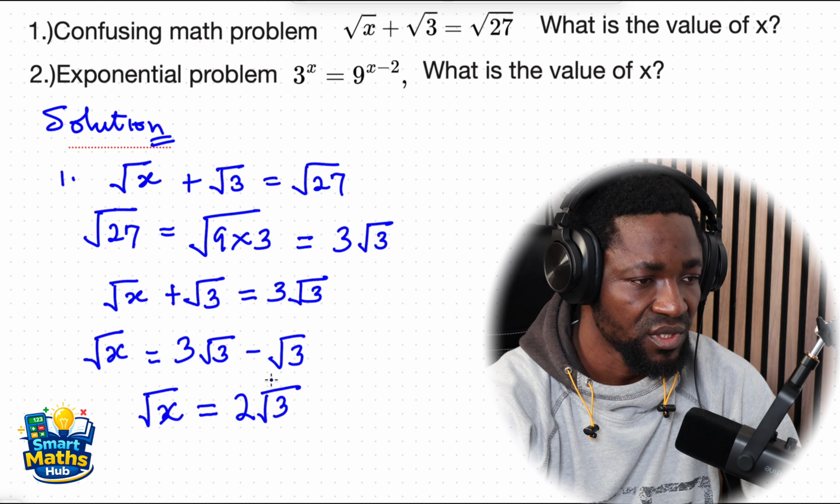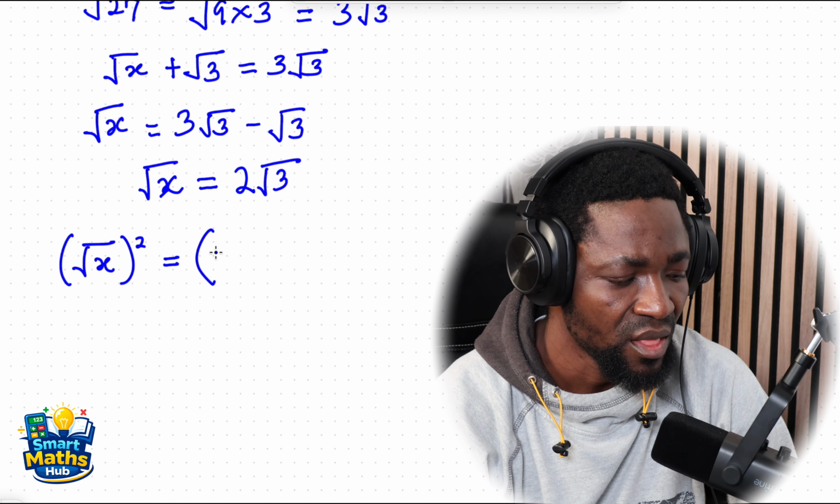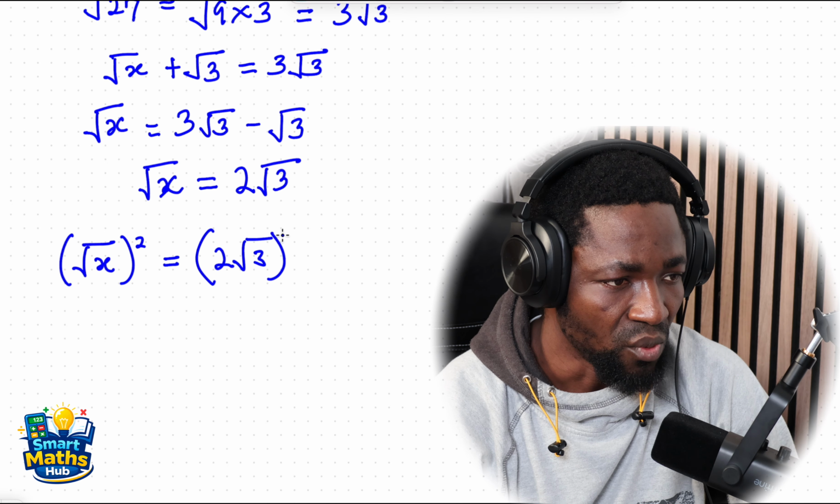So let's move to another stage. Stage 3 is to square both sides. So you have, open your bracket, square root of x, close your bracket, and everything raised to power 2 equals 2 square root of 3, then you square it.